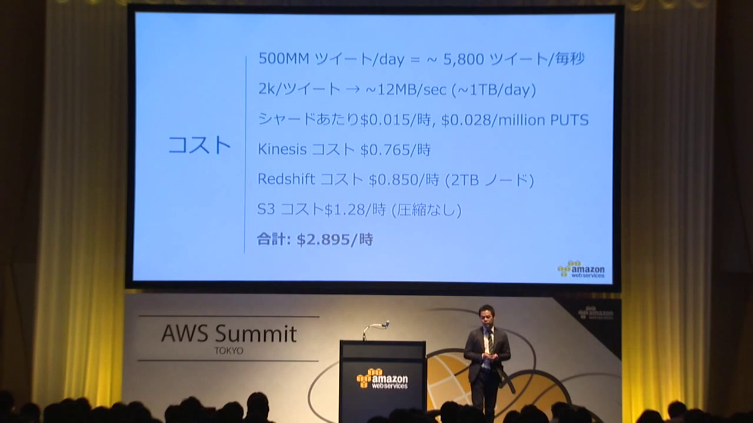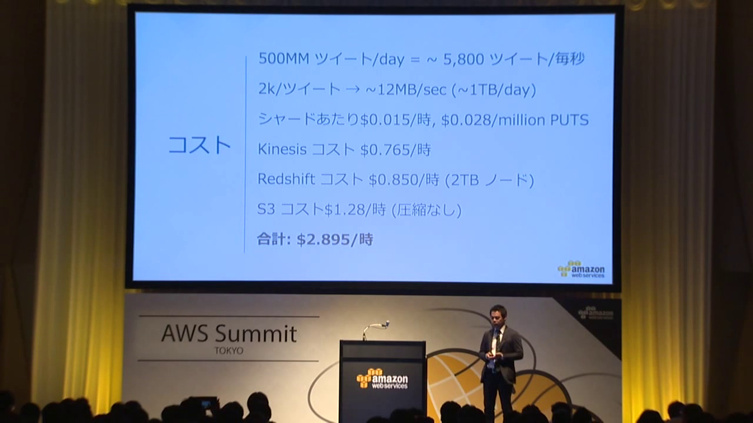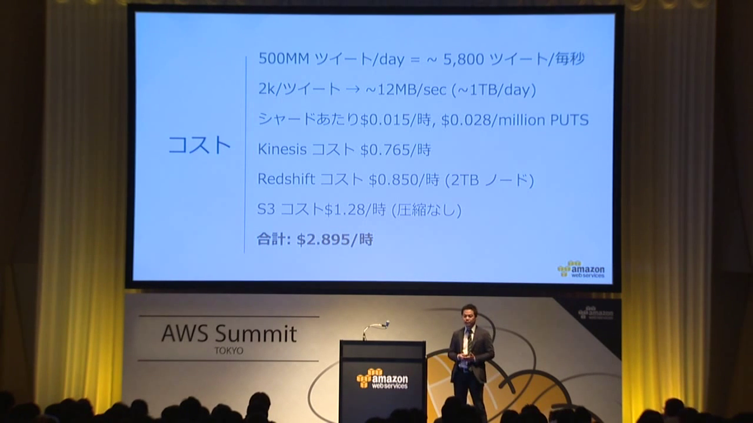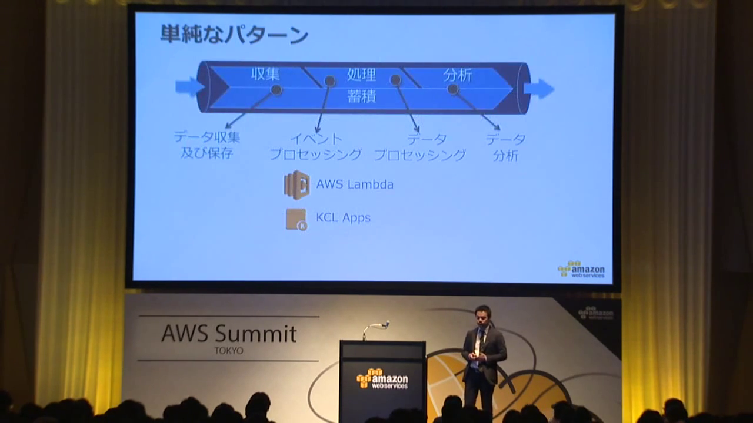Redshift and S3 cost total $2.8 per hour. In yen, that would be about 360 yen per hour based upon this mechanism. So if you're handling 500 million tweets, all collected onto Kinesis and then stored on S3 and Redshift, this is the cost that you only pay. So it's very simple to start. You can simply test it out as well.